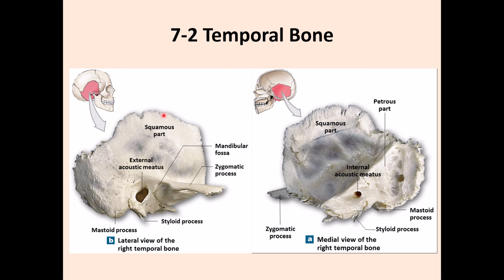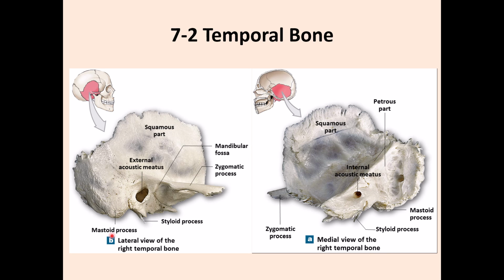The temporal bone is located laterally and inferiorly. There's one on each side. It has two parts. One is the flat area, which is called squamous, and the irregular area at the bottom is called petrous. Petrous means a stone or a rock, so it's irregular in shape. You have different processes here. One is called the mastoid process.